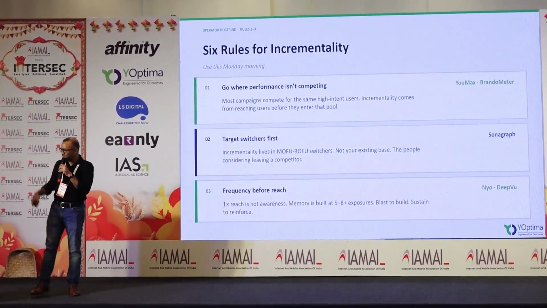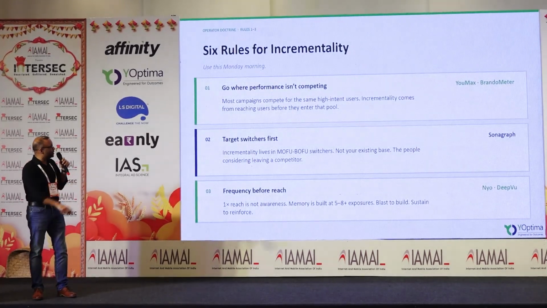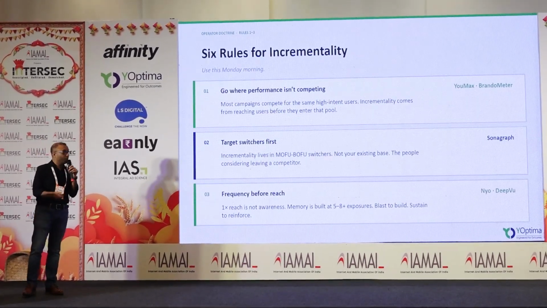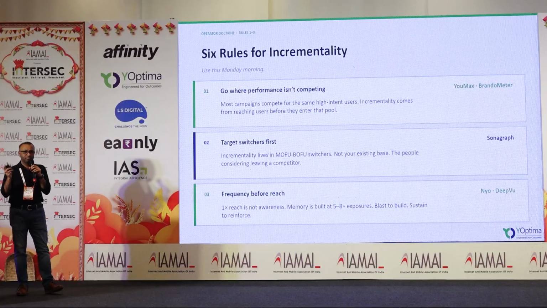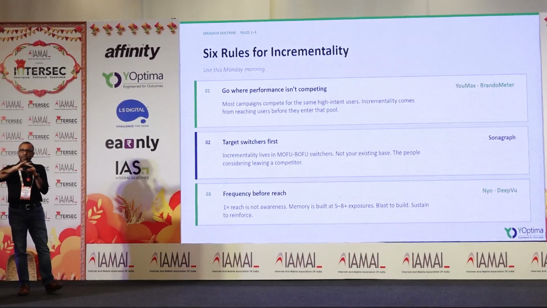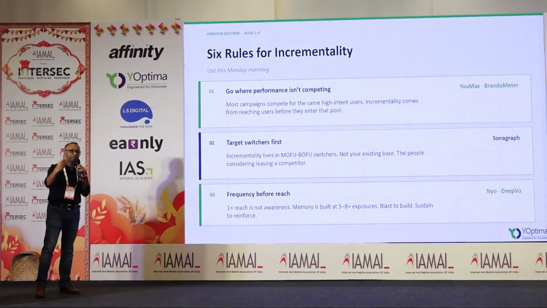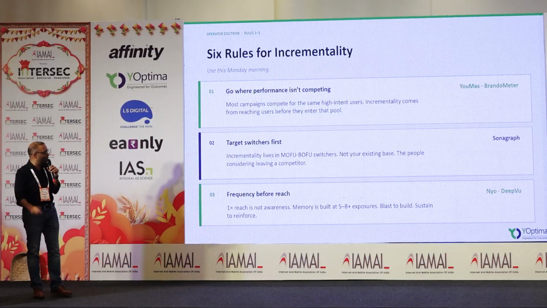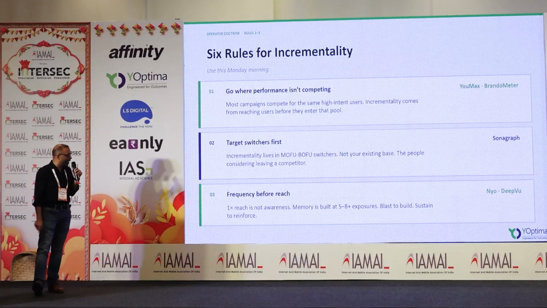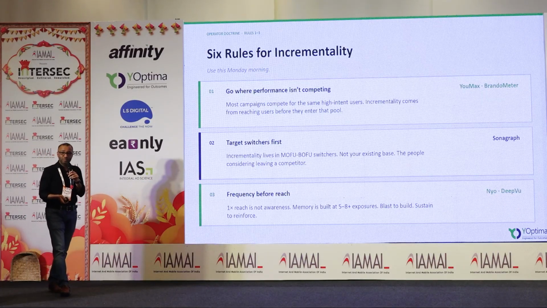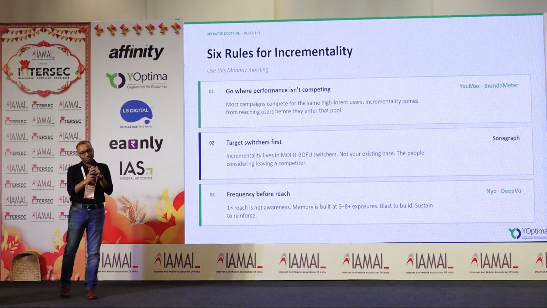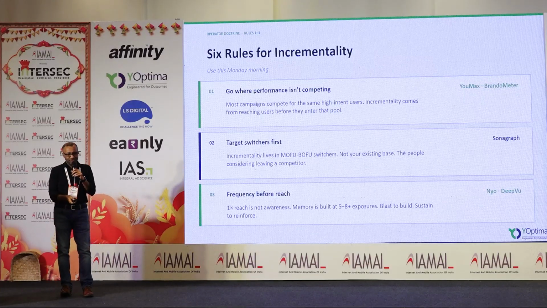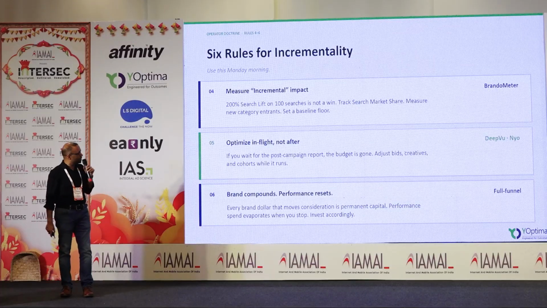Just another 1 minute. So, quickly summarizing the 6 rules for incrementality: go where performance isn't competing with branding. Look at media touchpoints where you're not heavily buying into where performance media is already outbidding you. Target switchers first, as opposed to targeting those who are absolutely at the bottom of the funnel, who are anyway most likely going to convert for you, especially if they are brand aware and brand loyal. Focus on frequency before reach alone. And of course, it depends on who you are targeting, but there has to be a strong focus on frequency-based reach buildup. Measure incremental impact.